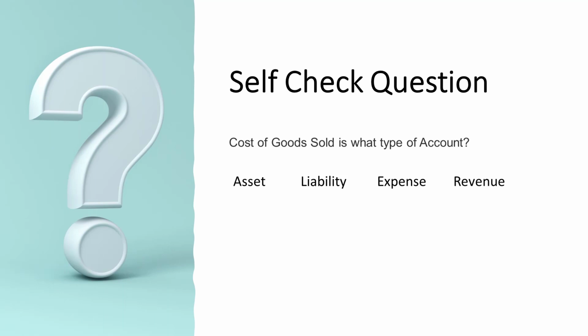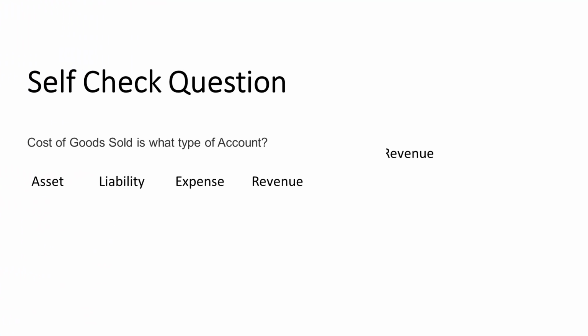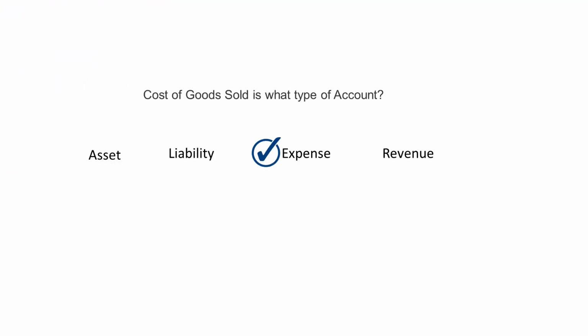Time for a self-check question. Cost of goods sold is what type of account? Is it an asset, a liability, an expense, or a revenue account? The answer is expense. Expenses decrease owner's equity.